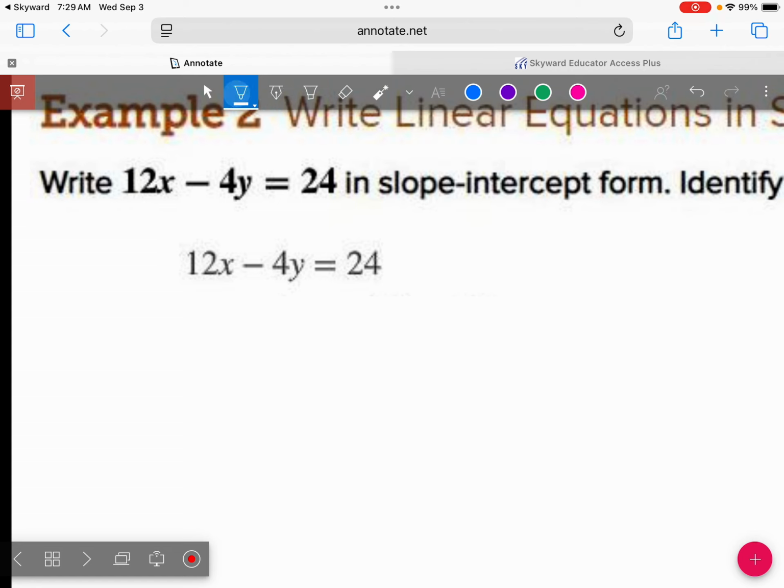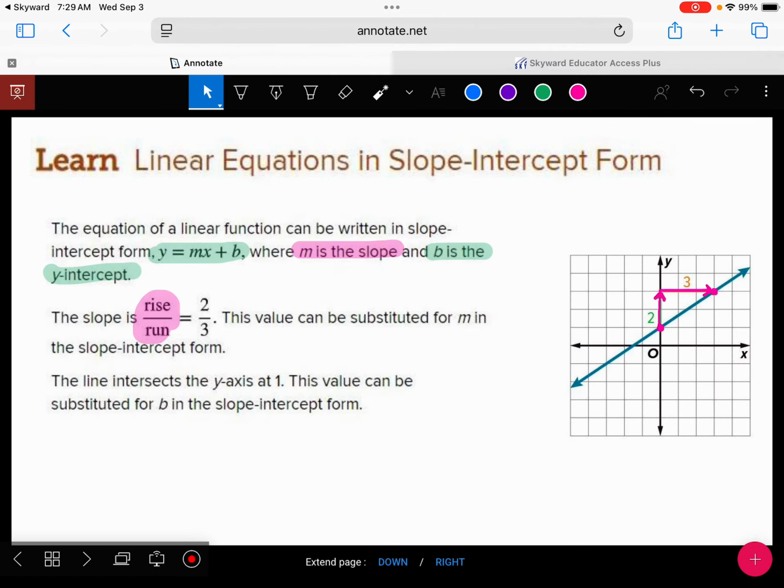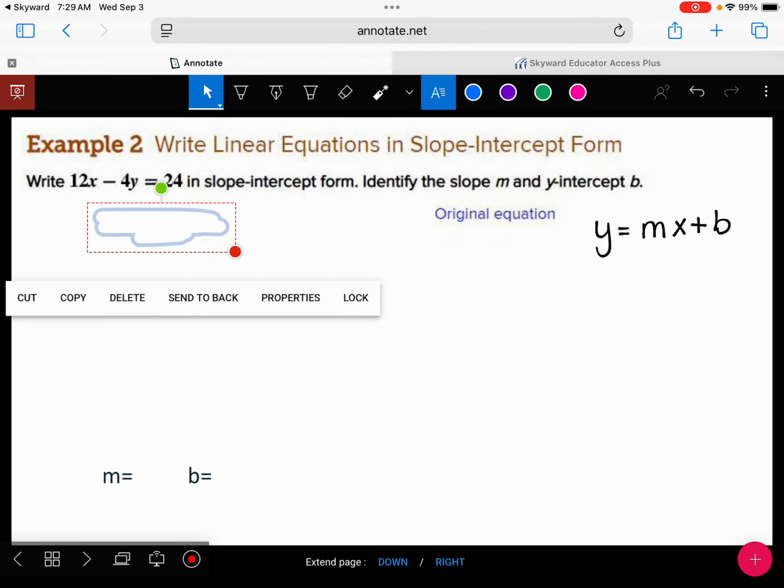I'm going to rewrite this equation just because it is super tiny right here. Holy cow. What? That way. Thank you.